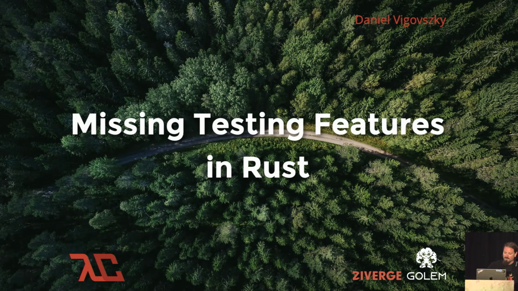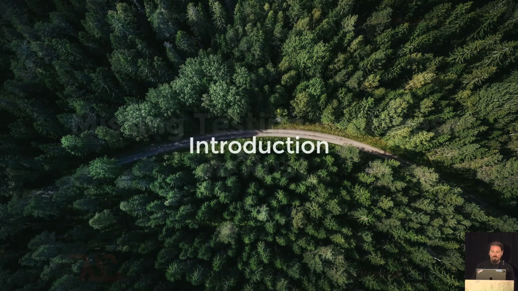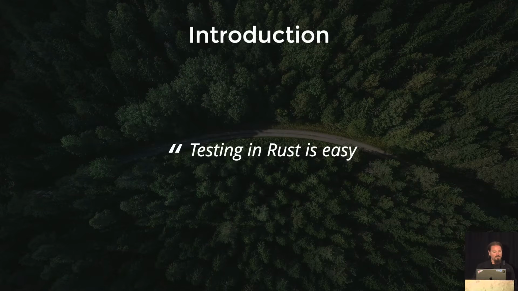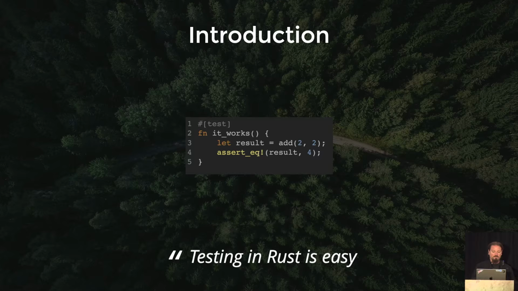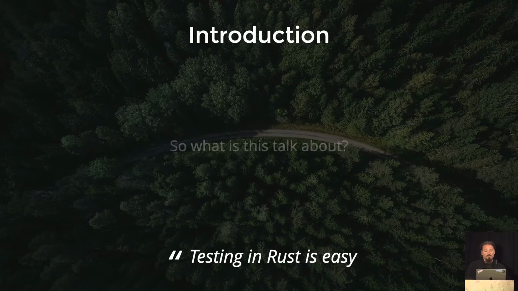Thank you. So if we think about missing testing features, or testing in Rust in general, we can say that, well, testing in Rust is quite easy. You can look it up in the documentation. You just write some code, annotate it with this test annotation, and use some assertion macro in it. And that's it. So what is this talk about?